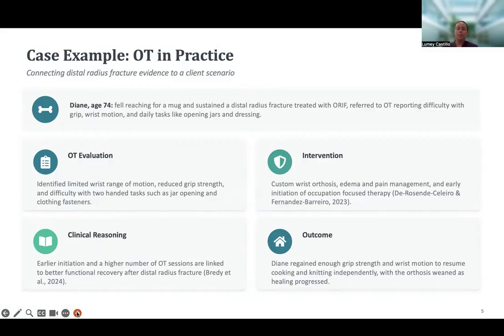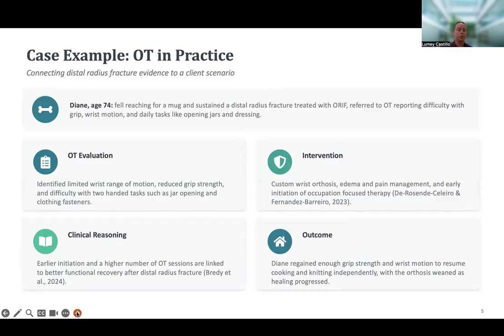Okay, to better understand, I have here a case sample. That is Diana, aged 74, who fell reaching for a mug and sustained a distal radial fracture treated with ORIF. She was referred to occupational therapy reporting difficulty with grip, wrist motion, and daily tasks like opening jars and dressing. For the evaluation, we identified limited wrist range of motion, reduced grip strength, and difficulty with two-handed tasks such as jar opening and clothing fasteners.